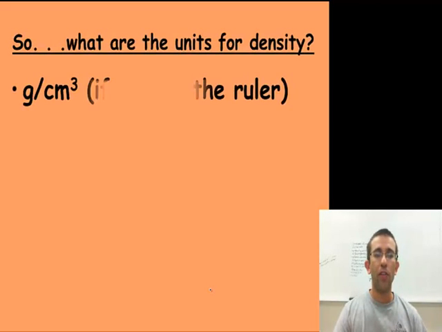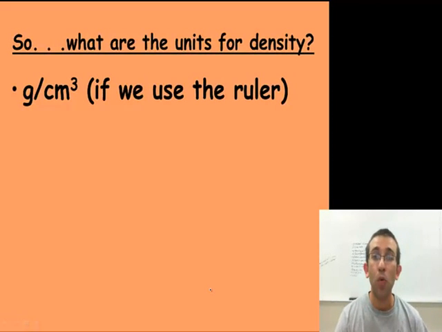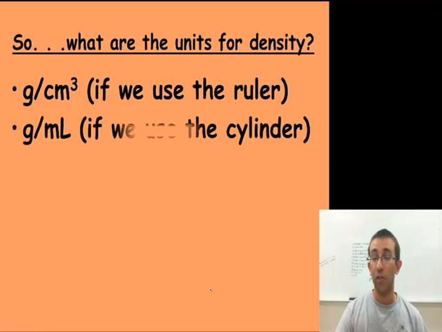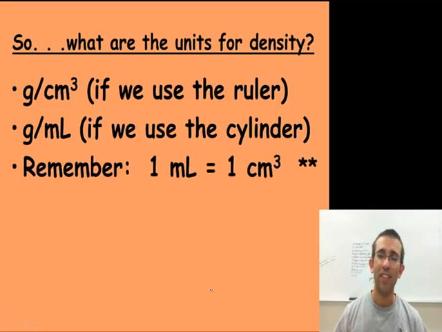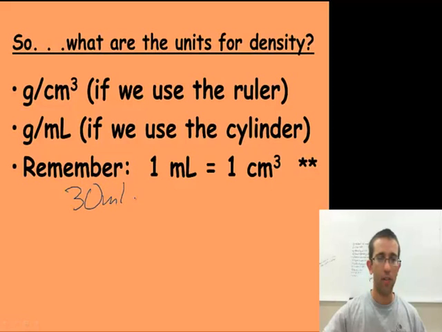So what are units for density? Well, if you're using a ruler to measure your volume, you do it in grams per centimeter cubed. If you're using a graduated cylinder, grams per milliliter. And don't forget, 1 milliliter is equal to 1 centimeter cubed. So if you had 30 milliliters, it's also 30 centimeters cubed.